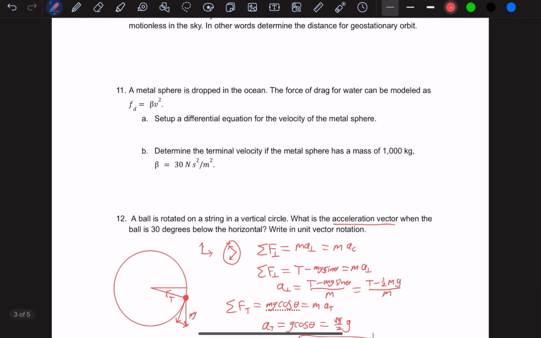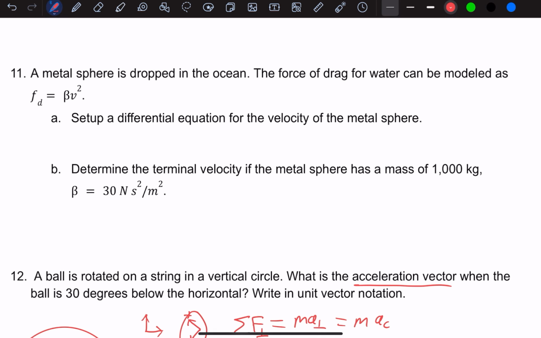All right, moving on to the next one. We have a metal sphere dropped in the ocean. The force of drag of water can be modeled as this equation right here. Set up a differential equation. This one's pretty easy. When we say set up a differential equation, we're going to start with sum of all forces equals mass times acceleration. We're going to write out what the sum of all forces is.